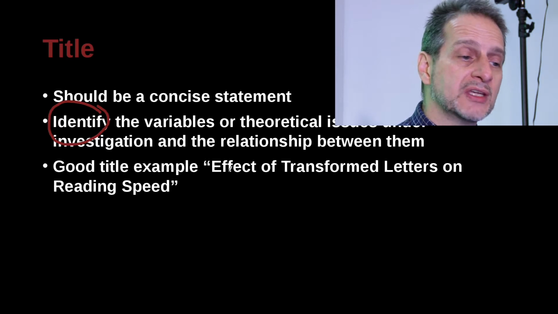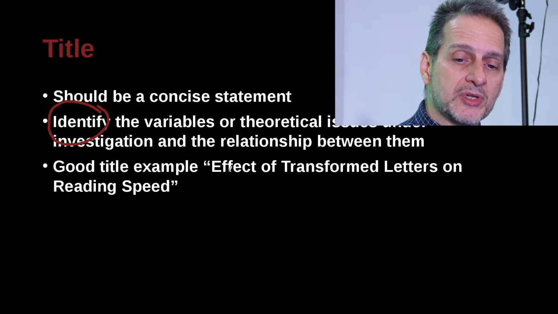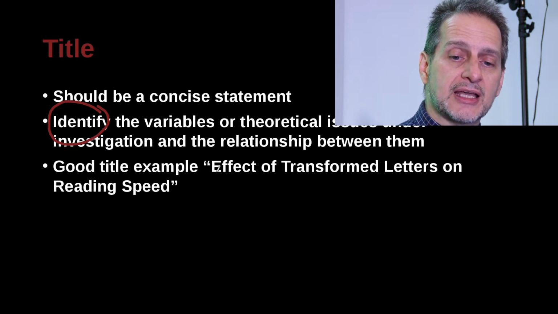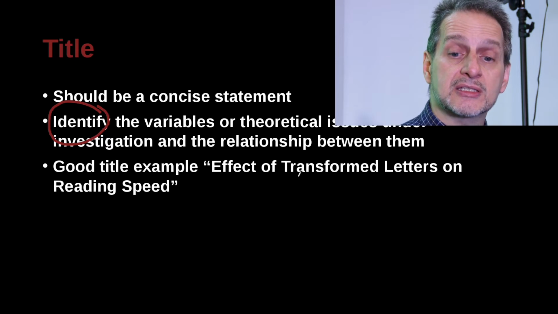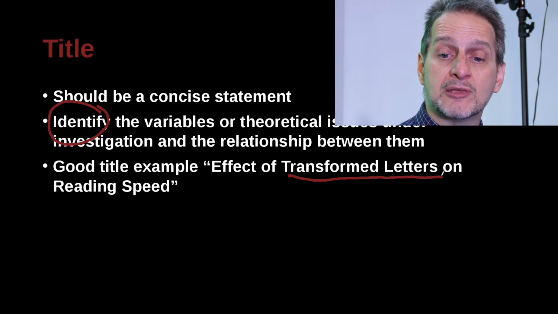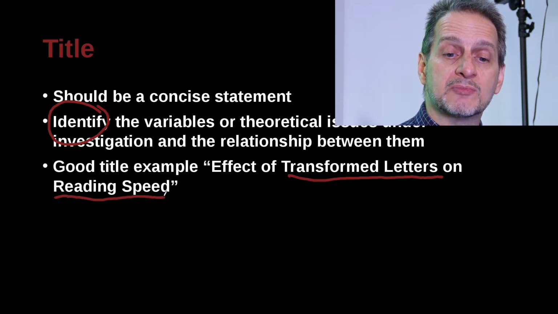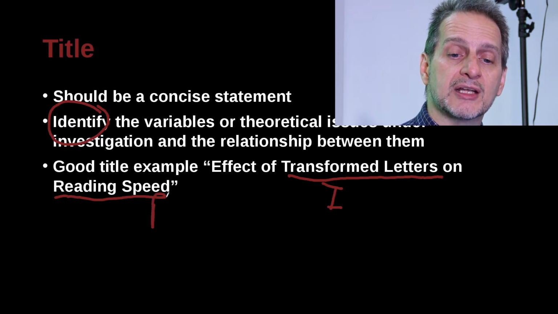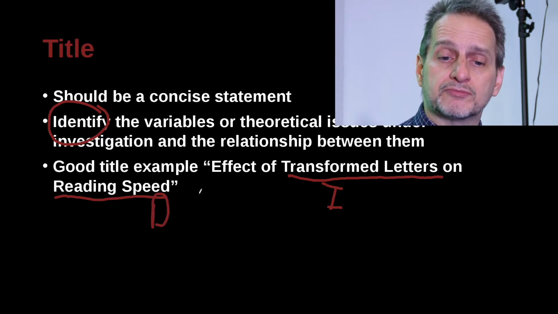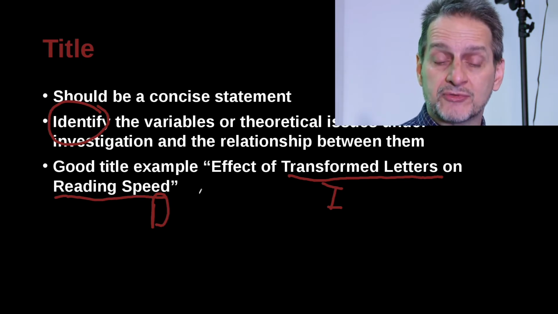And here's an example. In this example, we can see: The Effect of Transformed Letters on Reading Speed. So here we have a very short title, and this title tells us that the variables in this study include transformed letters, that is some kind of change in the print of the letters, and probably the dependent variable is reading speed. So independent variable here, and your dependent variable right here, D, dependent variable, right? So that is a really good title. Why? Because it shows us exactly what is involved in this study.